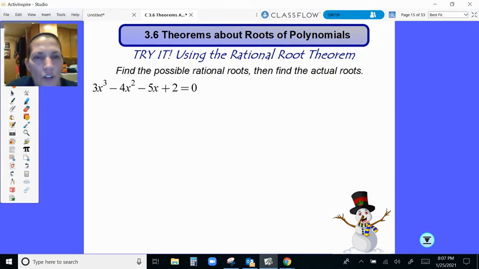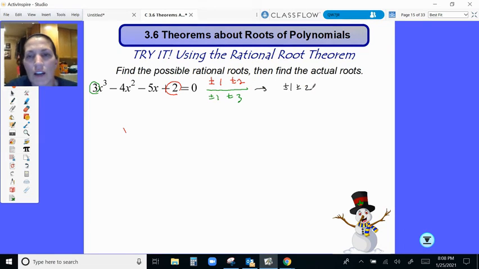Okay, so my possible roots are going to be positive and negative 1, positive and negative 2. That's my factors of 2. And then we'll take my factors of 3 over this. So positive and negative 1, positive and negative 3. That's going to give us possible roots of positive and negative 1, positive and negative 2, positive and negative 1/3, and then positive and negative 2/3. Okay, so these are my possible roots right here.